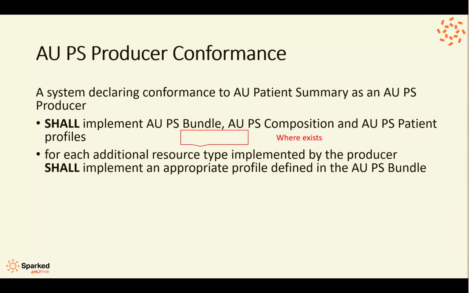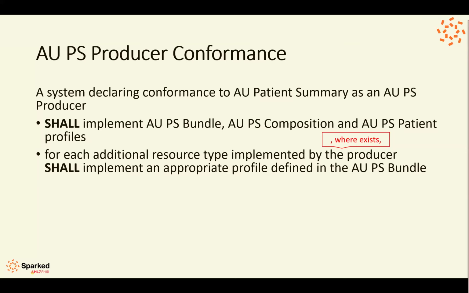So in that circumstance, where there is a section someone is adding to the composition whose purpose and use requires inclusion of a resource type that isn't yet in the scope of patient summary, then there is no appropriate profile defined. But I don't think we should be limiting that allowance. We should allow people to have these extra sections with resources that aren't yet profiled.